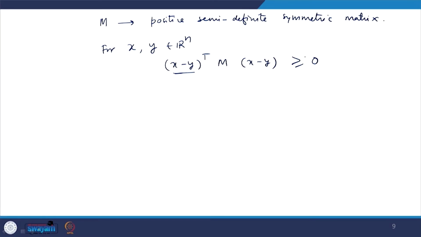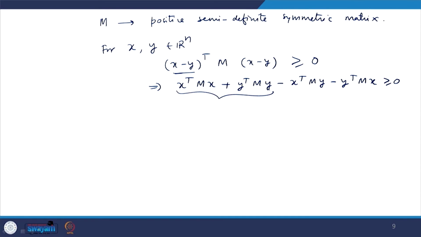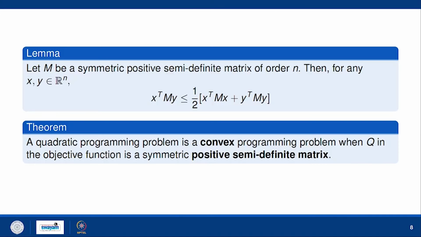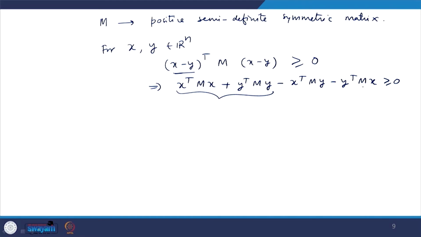Because M is positive semi definite matrix. So, what does this imply further? This further implies X transpose Mx plus Y transpose My minus X transpose My minus Y transpose Mx is greater than or equal to 0. Okay. So this is required in the proof. If you see the proof, this is required here. So, now let us focus on this part.